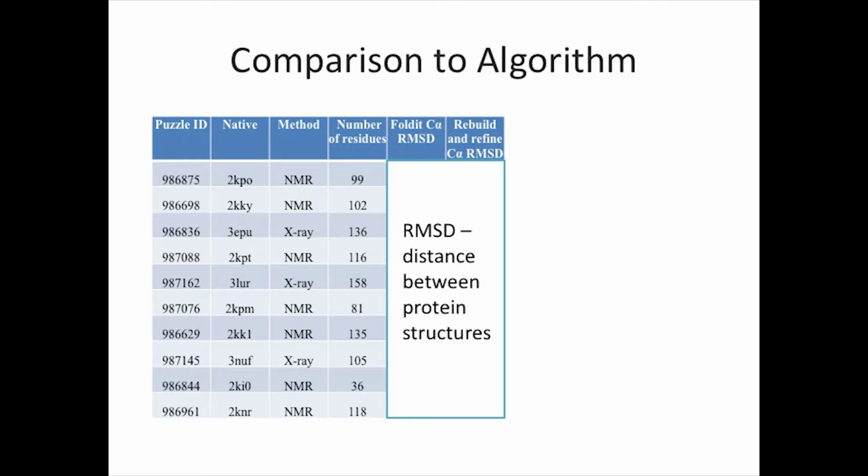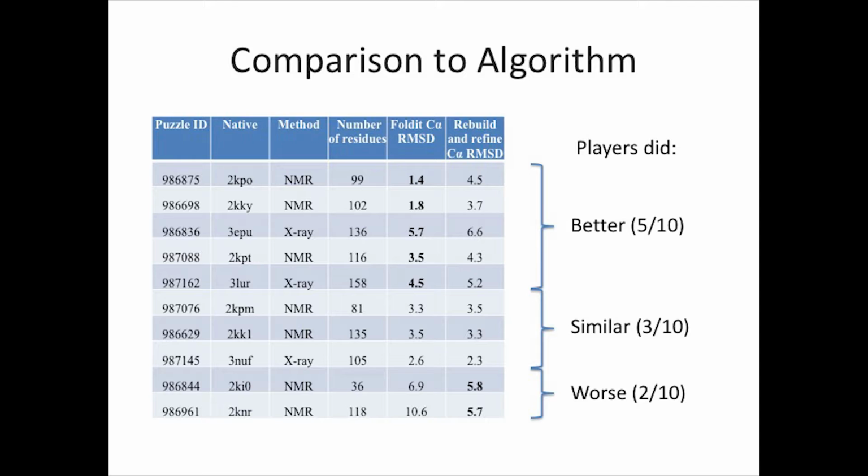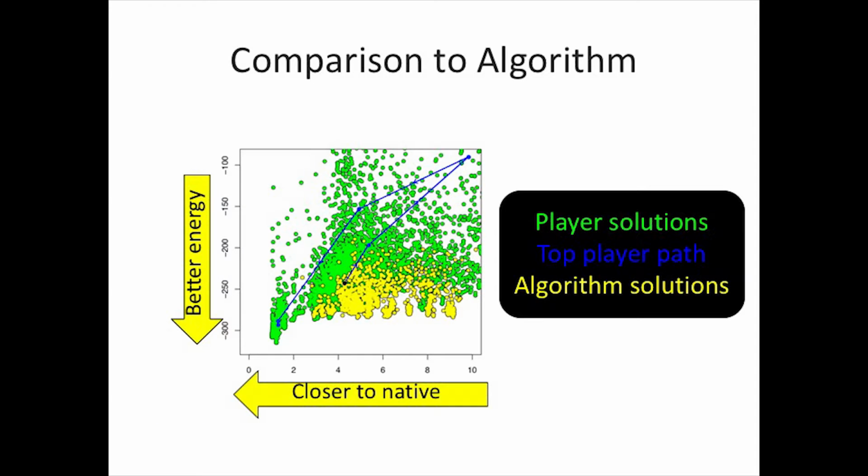And we looked at 10 protein structures. Each of the rows here is a different protein structure. We compared the RMSD, which is a measure of how accurate the structure is, how far it is essentially from the right answer, from what's called the native structure. Lower numbers are better in this case. What we found was for this test set, the players were able to do better in 5 out of the 10 cases, similar in 3 out of the 10 cases, and worse in 2 out of the 10 cases.